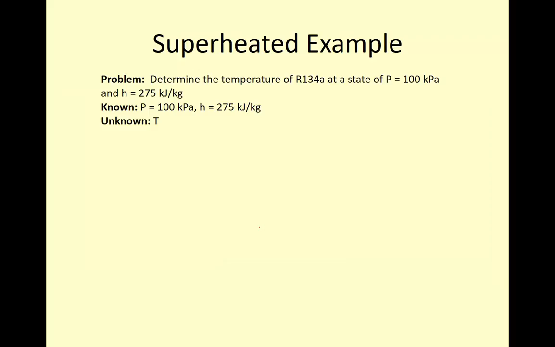So let's just do an example. We want to determine the temperature of R134A at 100 kilopascals and 275 kilojoules per kilogram. So in this case, we have pressure and enthalpy, which again, enthalpy is an independent intensive property. It's independent and it's intensive, meaning it doesn't depend on the extent or the size of the system. So enthalpy is another one that we can use to fix the state.